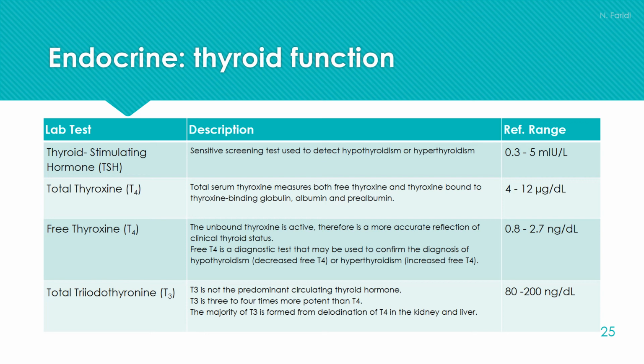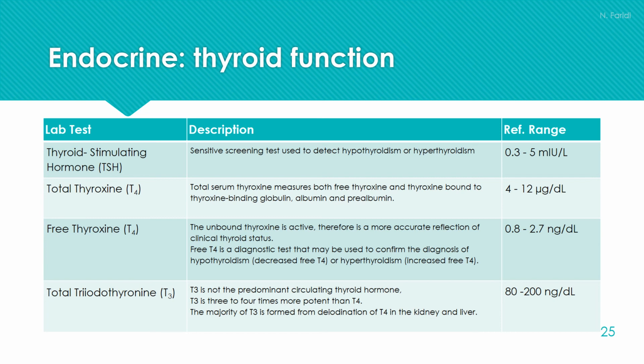Free T4 is a diagnostic test that may be used to confirm the diagnosis of hypothyroidism, which is decreased free T4, or hyperthyroidism, which is increased free T4. Lastly, we have total triiodothyronine. T3 is not the predominant circulating thyroid hormone. T3 is 3 to 4 times more potent than T4.